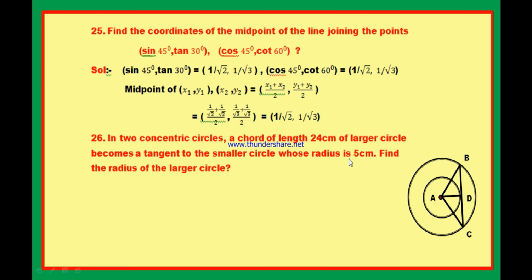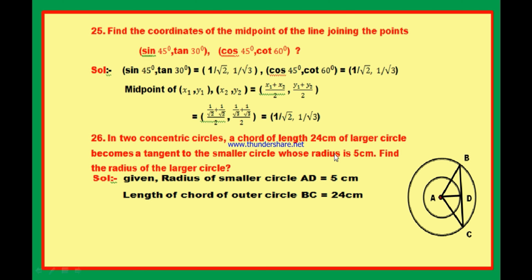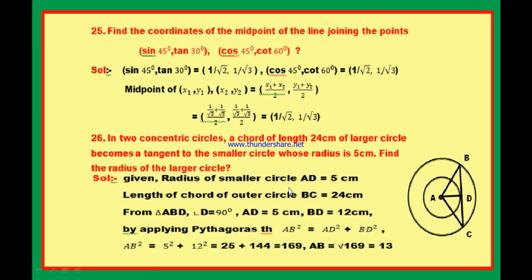It is also given that the radius of the inner circle is 5, that is AD is equal to 5 centimeters. Given AD is 5 centimeters, total BC is 24, therefore BD is 12. Now what to find? We have to find the radius of the larger circle, means we have to find AB. Look at this triangle. This triangle is a right triangle in which AD is equal to 5 and BD is equal to 12, and you have to find the hypotenuse of the right triangle. Given radius of the smaller circle AD is equal to 5 centimeters, length of the chord of the outer circle BC is equal to 24 centimeters.